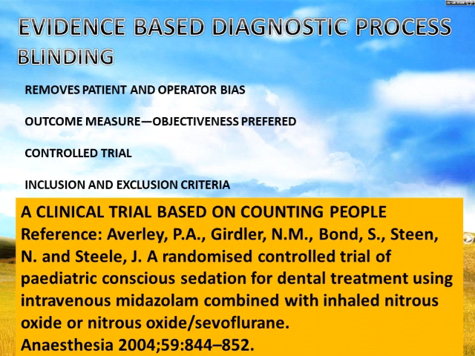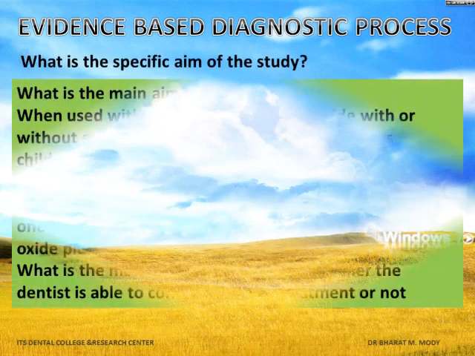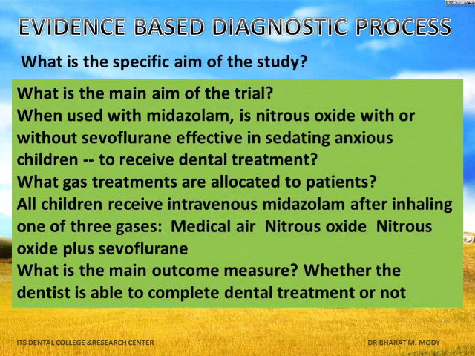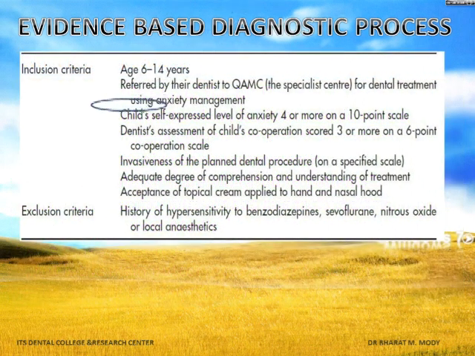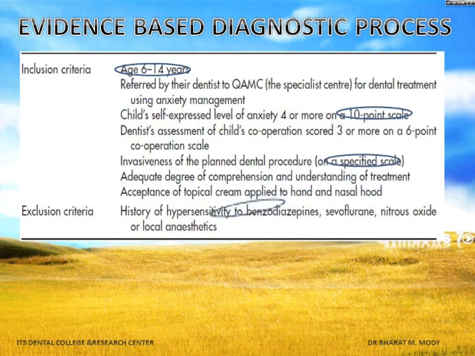The reference which has been given is by Everly et al. What is the specific aim of the study? The main aim of the study is whether patients were given metronidazole, and then they were divided into 3 groups. One group was given nitrous oxide, the other group was given nitrous oxide and sevoflurane, and the other was just given air. Now, ethically, is giving air good enough or not? Yes, it doesn't cause any harm, so that can be done.